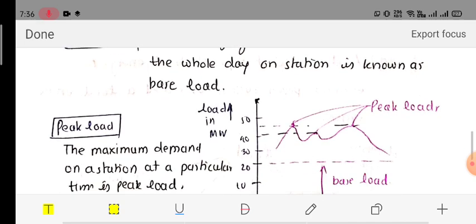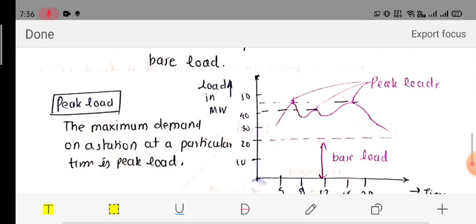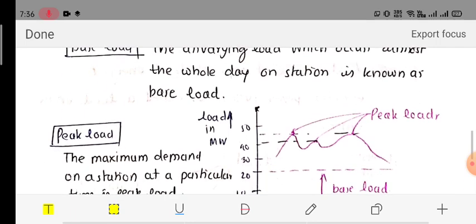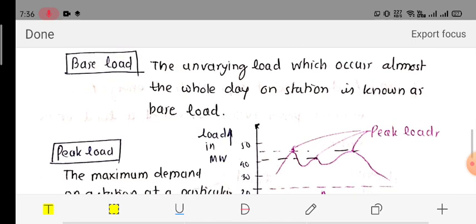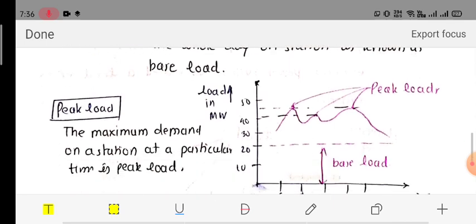Okay, in lectures we have seen that there are some plants which are base load power plants, and there are some plants which are peak load power plants. Your thermal power plant is your base load power plant, and your hydroelectric power plant is a peak load power plant. What is exactly the base load? The unvarying load which occurs almost the whole day on a station is known as base load.